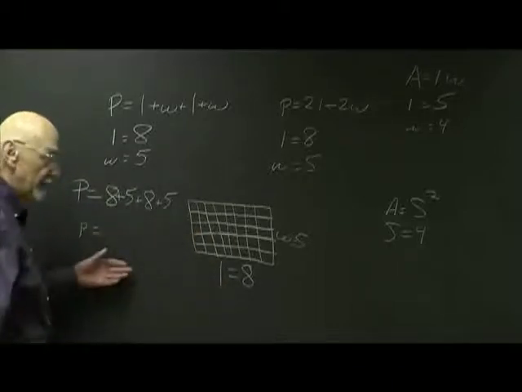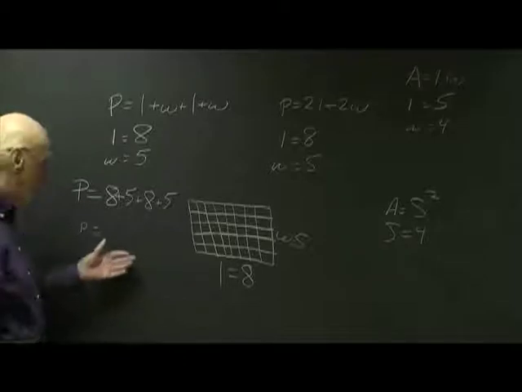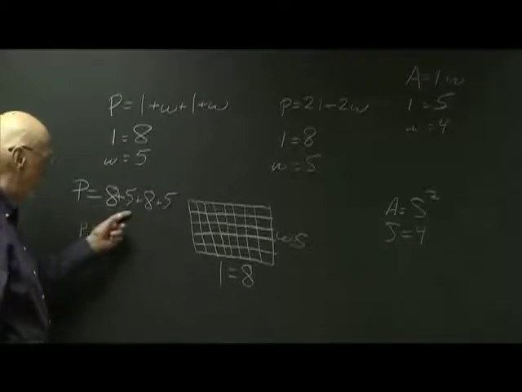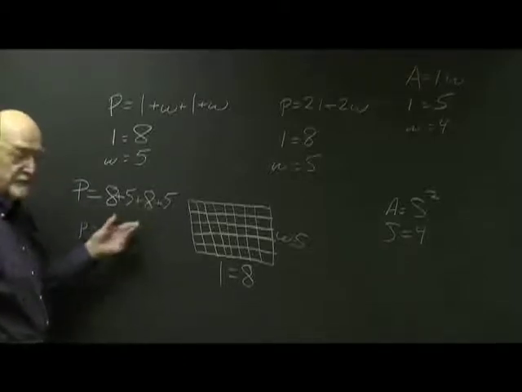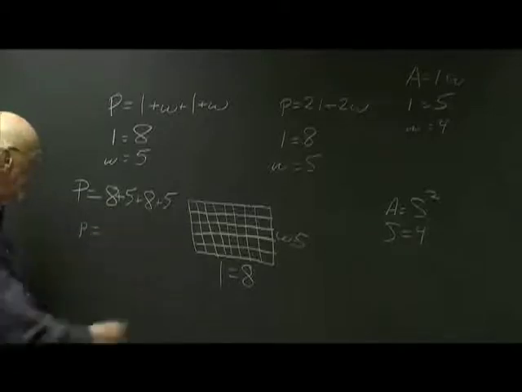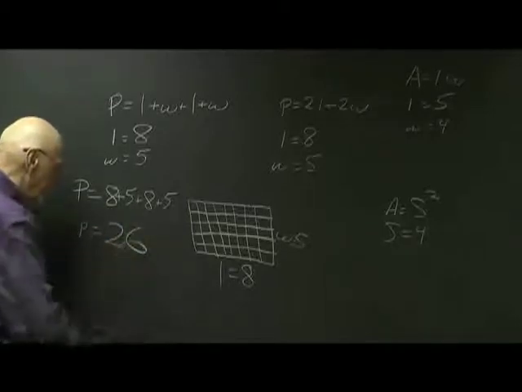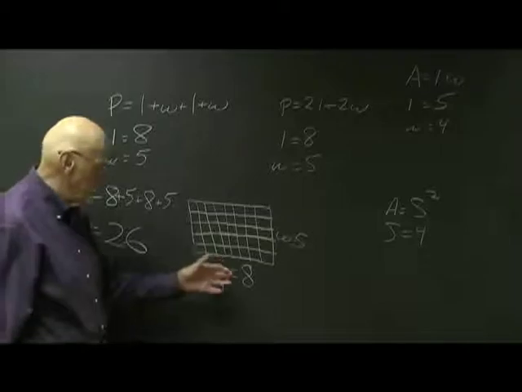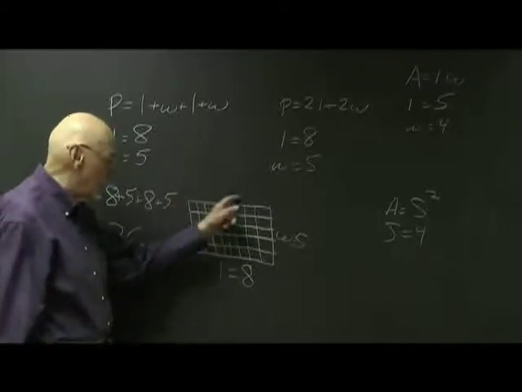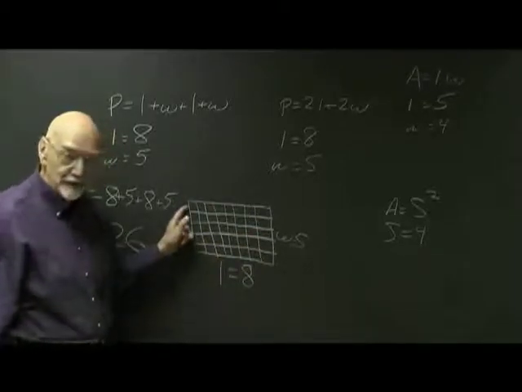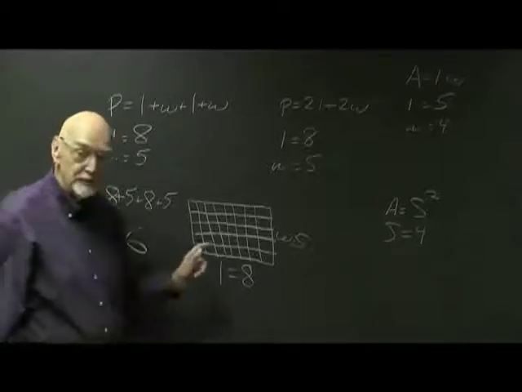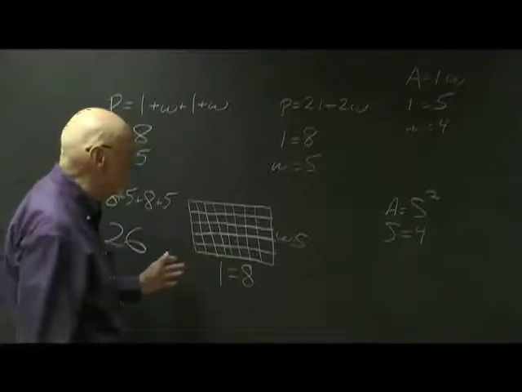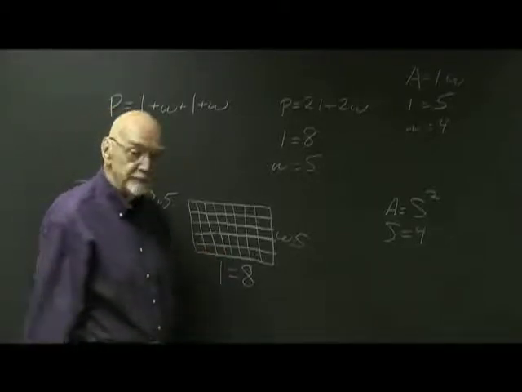Then the last step is we perform the operation. 8 plus 5 is 13. 8 plus 5 is 13. 13 and 13 is 26. And if you drew this, if you count those, you'll come out to exactly 26. That's the distance around. That's perimeter.